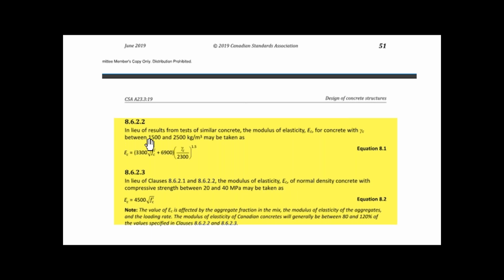One being, depending on whether your yield is within that range, and then another one when the strain is within that, and when the strength is that, you do another equation. The value of Ec is affected by the aggregate fraction in the mix, the modulus of elasticity of the aggregates, and the loading rate. The modulus of elasticity of Canadian concretes would generally be between 80 and 120% of the values seen in the clauses previously described.